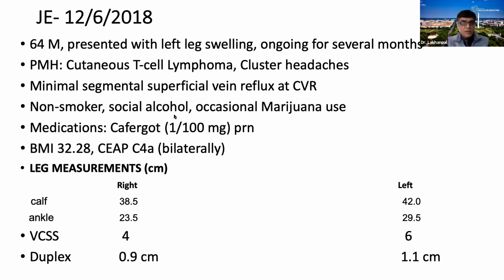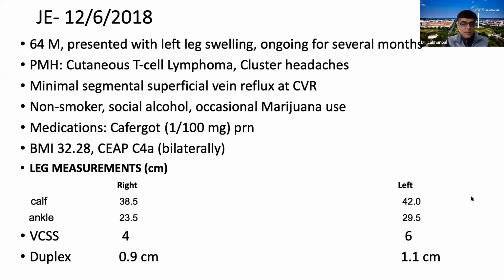He's a non-smoker, uses alcohol socially, and also occasional marijuana use. His medications included Cafergot, which he used for his cluster headaches on a PRN basis. His BMI was 32.28. CEAP scores were C4a bilaterally. And these were his leg measurements. On the right, the calf was 38.5, on the left was 42 centimeters, about a 3.5 centimeter difference. The ankle was 23.5 on the right and 29.5 on the left, about a 6 centimeter difference. And his VCSS scores were 4 on the right and 6 on the left.